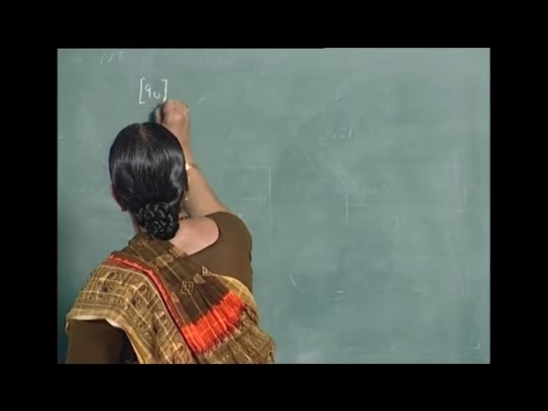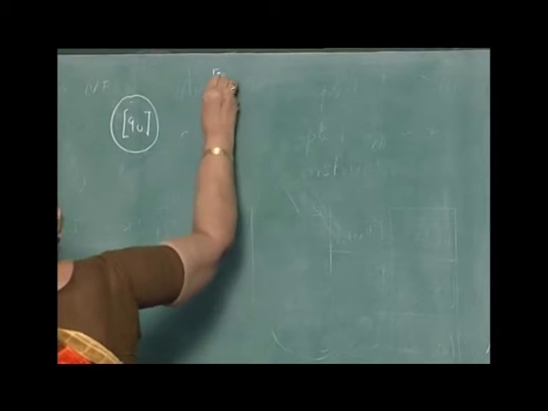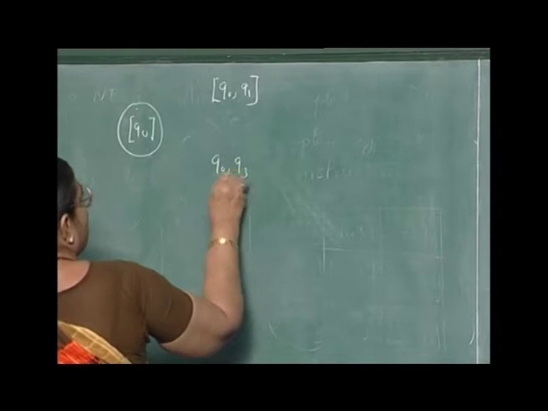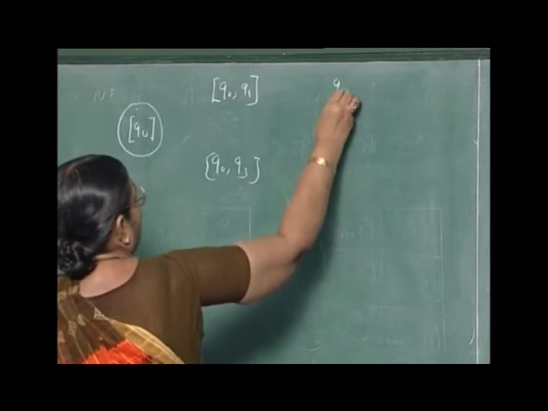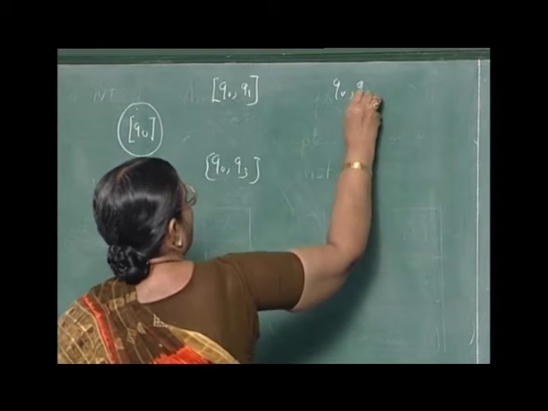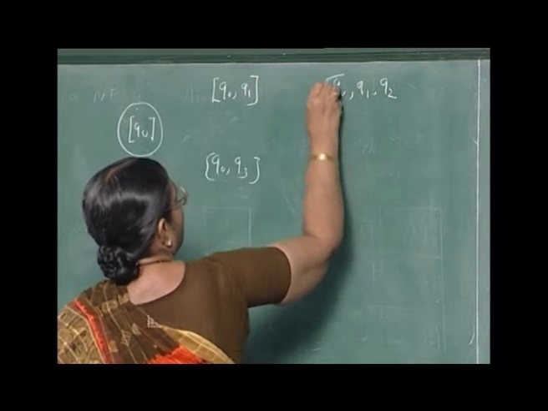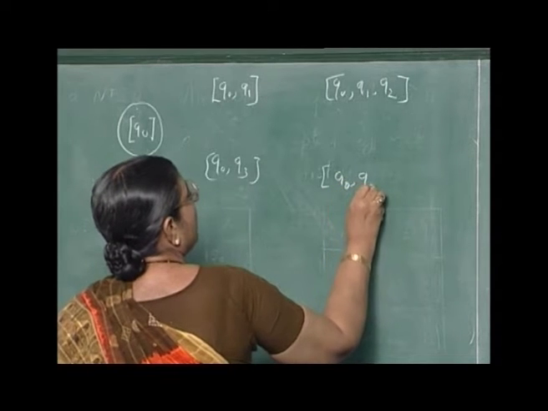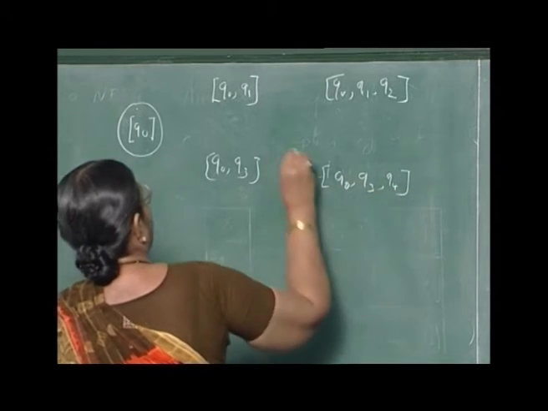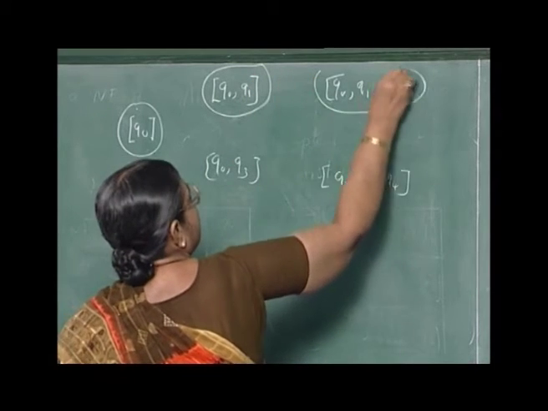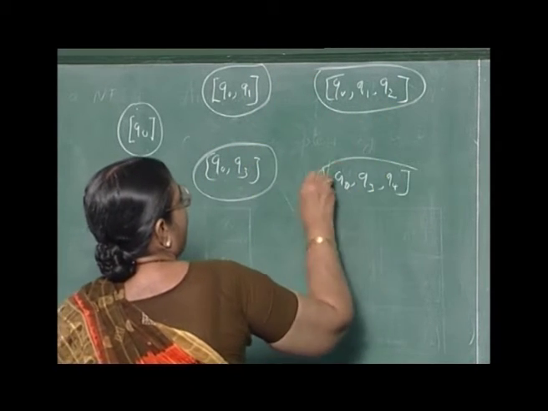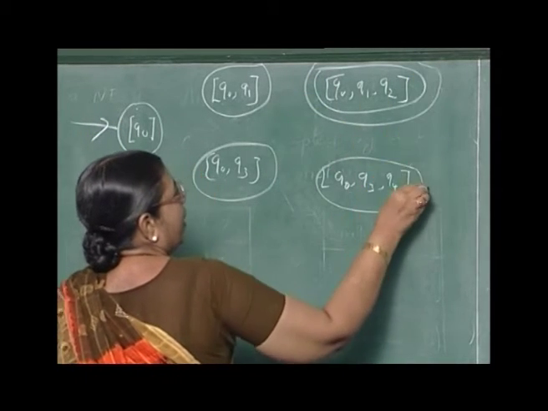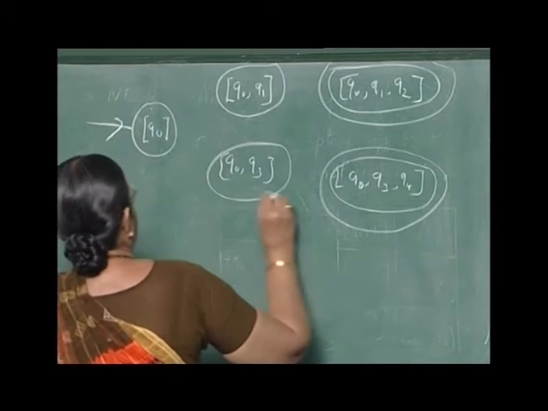Q naught, then Q naught Q1, Q naught Q3, Q naught Q1 Q2, then Q naught Q3 Q4. Each one of them is a state. This is the initial state and these are final states. Mark the transitions.